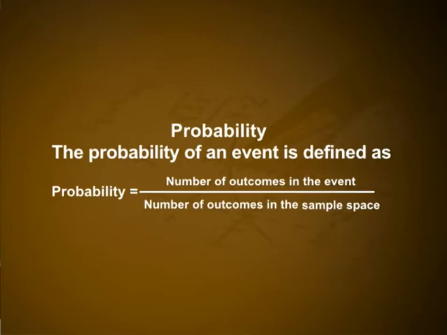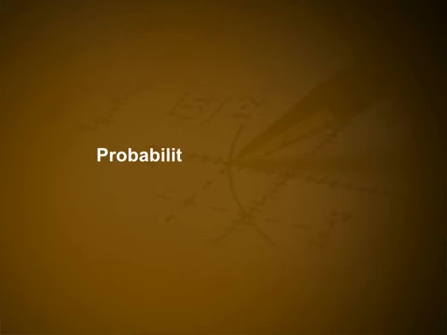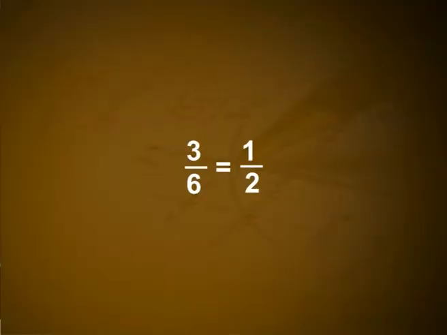Probability. The probability of an event is defined as the number of outcomes in the event divided by the number of outcomes in the sample space. For any event, the complement also is an event. Probability of the complement equals 1 minus the probability of the event. Example, in the random experiment of throwing a fair die, there are 6 outcomes in the sample space. In the event of prime numbers, which is the set {2, 3, 5}, there are 3 outcomes. Thus, the probability of getting a prime number when a fair die is thrown is 3/6 equals 1/2.